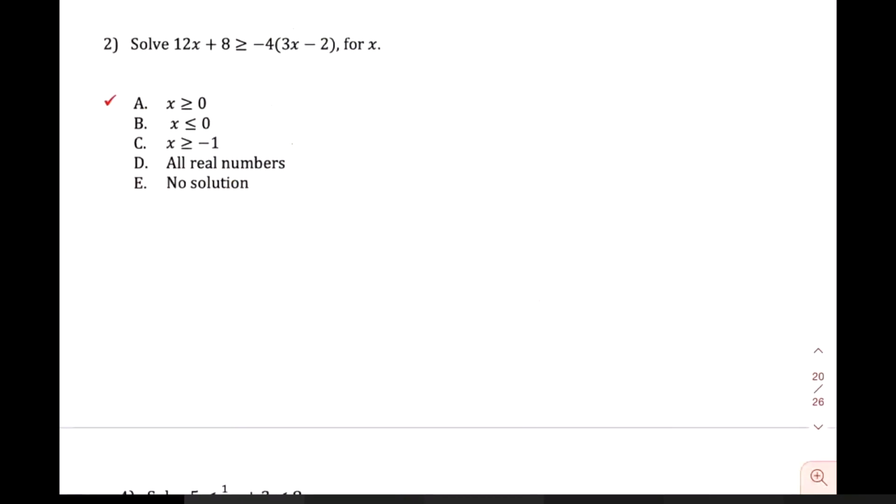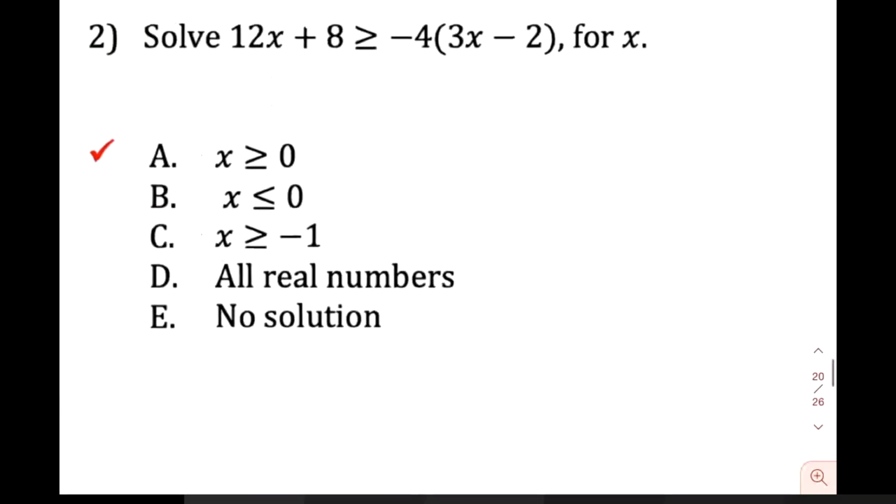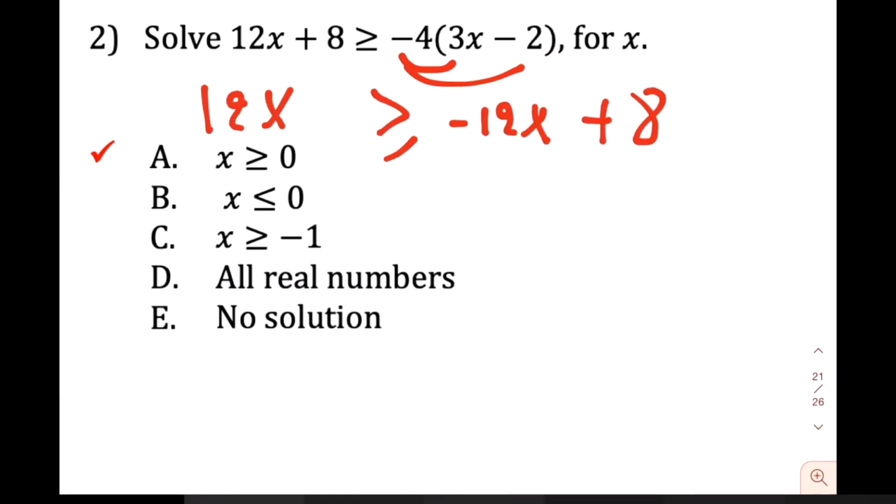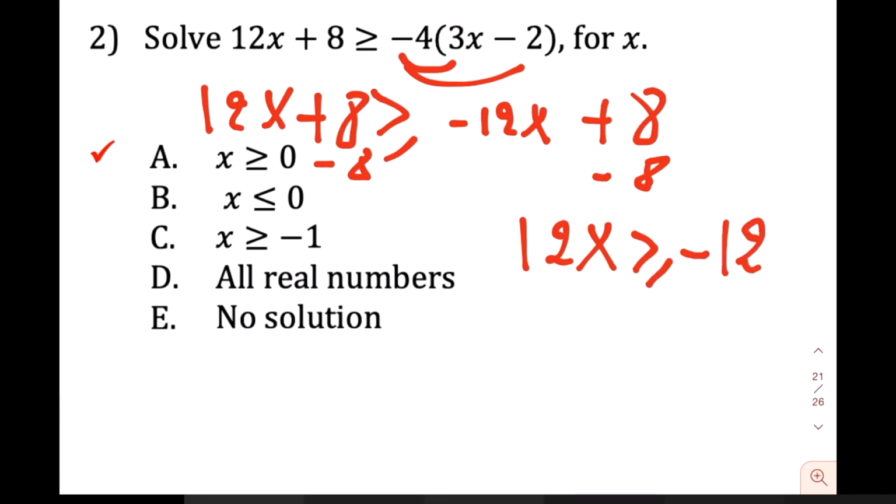Okay. Solve the inequality. This one is like an equation, if you remember. You just solve like equations, okay? So multiply this negative 4 over the bracket. You get negative 12x plus 8. More or equal, here you have 12x plus 8. Okay, I think I have to subtract 8. Subtract 8, subtract 8, because it's the same number. So I get negative 12x more or equal than 12x.